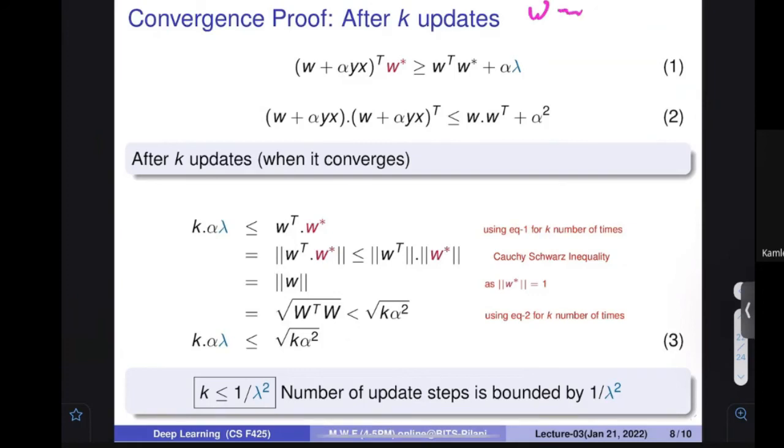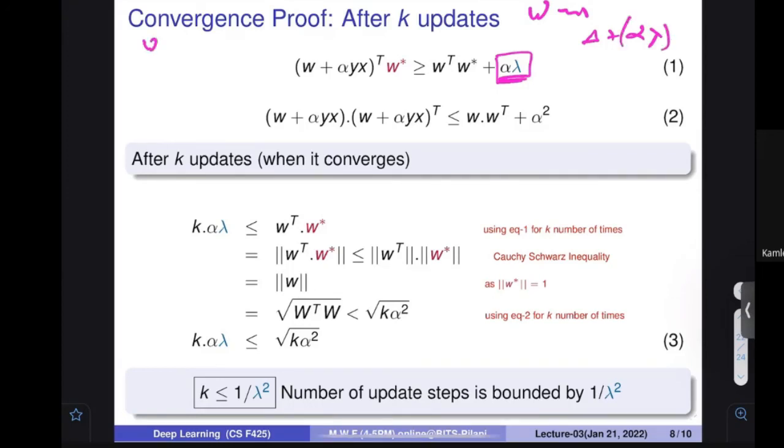You change it to something else because of your formula. And by this change, you are actually increasing the value by alpha lambda. In your W, your value is going to increase at least by alpha lambda. So initially you have some value, plus alpha lambda has been increased.